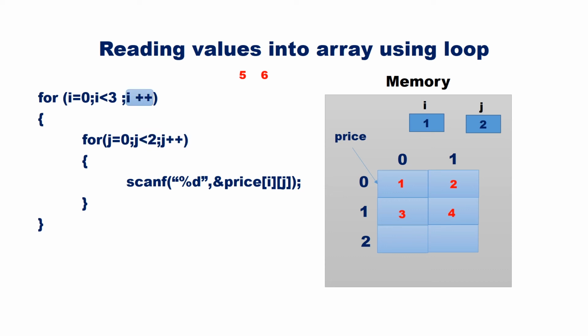j plus plus, j becomes 2, j less than 2 condition false, go to i plus plus, i becomes 2, i less than 3 condition true, j is again reset to 0, j less than 2 condition true, scanf %d ampersand price of i, j. 5 is stored in location 2, 0, j plus plus, j becomes 1, j less than 2 condition true, scanf %d ampersand price of i, j. 6 is stored in location 2, 1, j plus plus, j becomes 2, j less than 2 condition false, i plus plus, i becomes 3, i less than 3 condition false, and exit from the loop. That means we have finished reading all the elements.